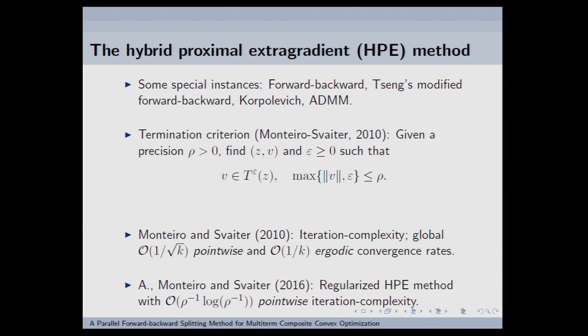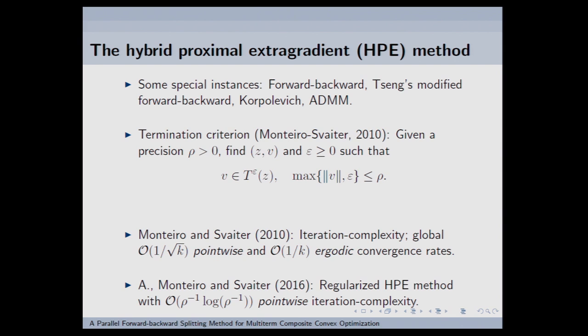We want to find a point in the graph of T epsilon, V in T epsilon of Z, with V small and epsilon small, like the norm of V and epsilon less than or equal to rho. We can use different precisions for V and epsilon, but let's just simplify things here. And of course, if rho is zero, so V is zero and epsilon is zero, we have a zero in T zero of Z, but T zero is equal to T because T is a maximal monotone operator. The zero enlargement reduces to the maximal monotone operator. This is easy to prove.